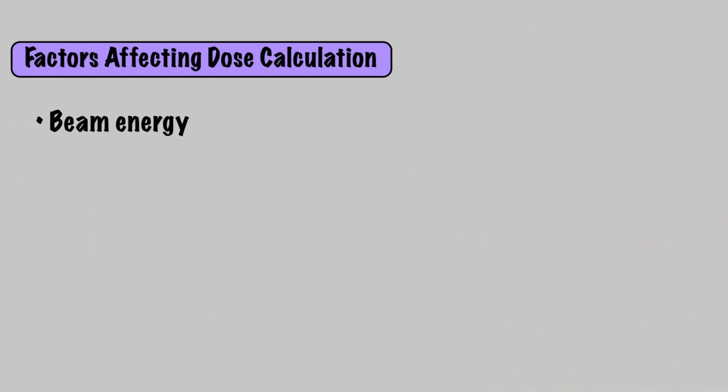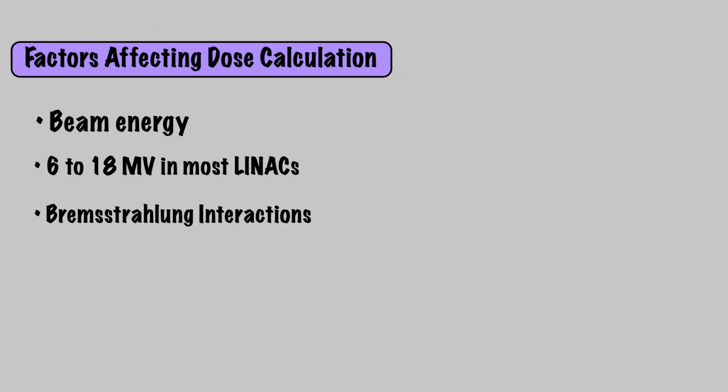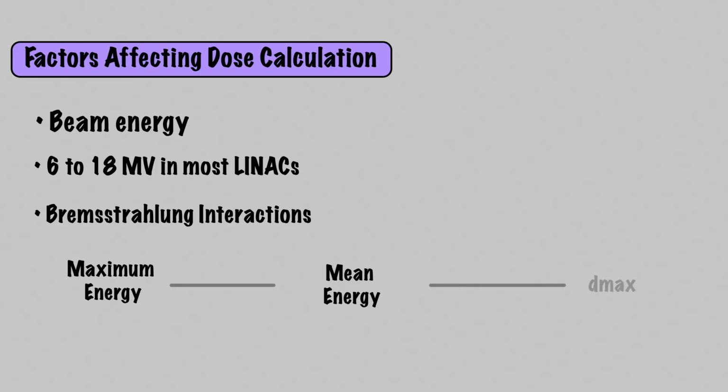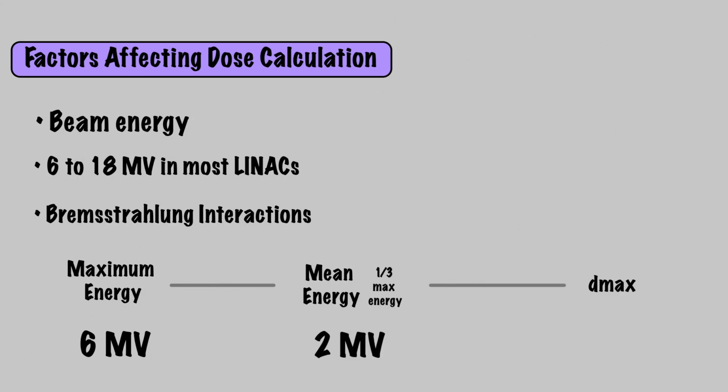The next factor to consider is beam energy, which can range from 6 to 18 megavoltage in most LINACs. Since generated photons are a result of Bremsstrahlung interactions, they have a spectrum of energies. Specific to each energy is a maximum energy, a mean energy, and a Dmax. For example, a 6 megavoltage beam has a maximum energy of 6 MV and a mean energy of 2 MV, because mean energy is typically about 1/3 the max, and a Dmax of 1.5 centimeters.